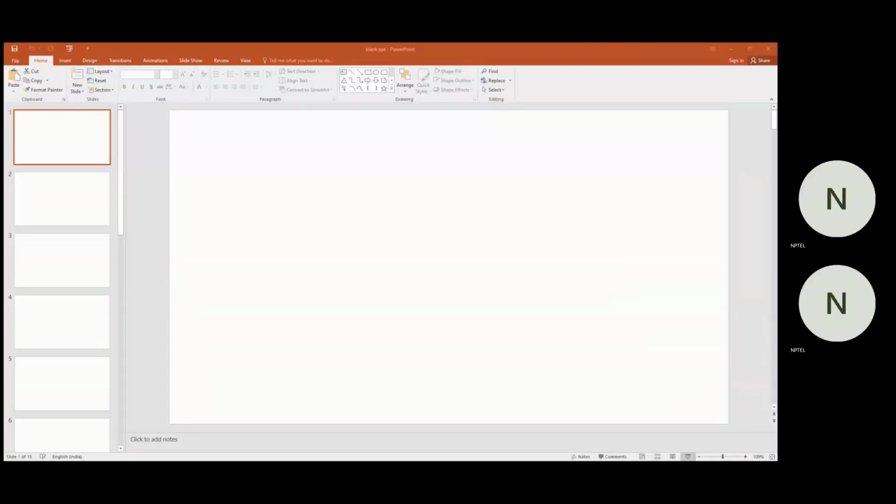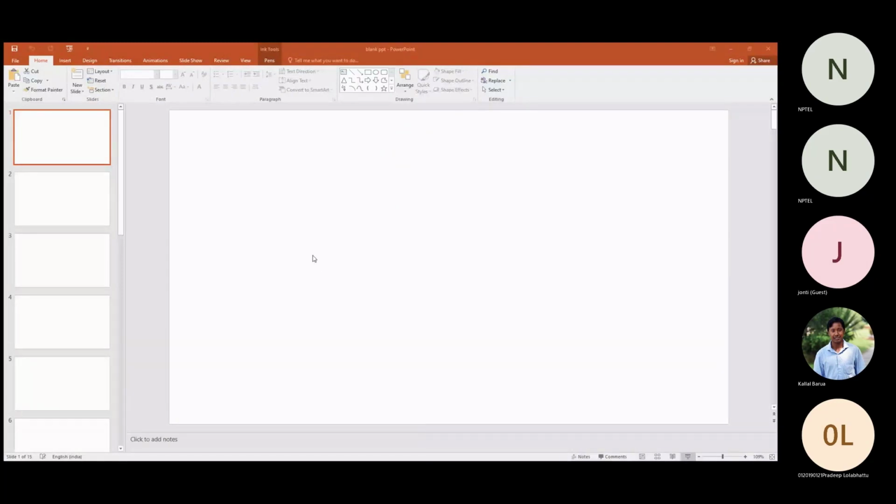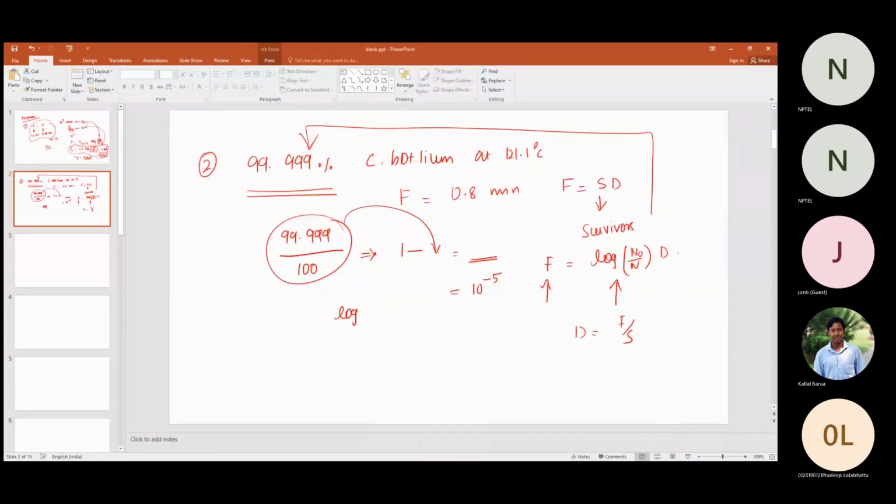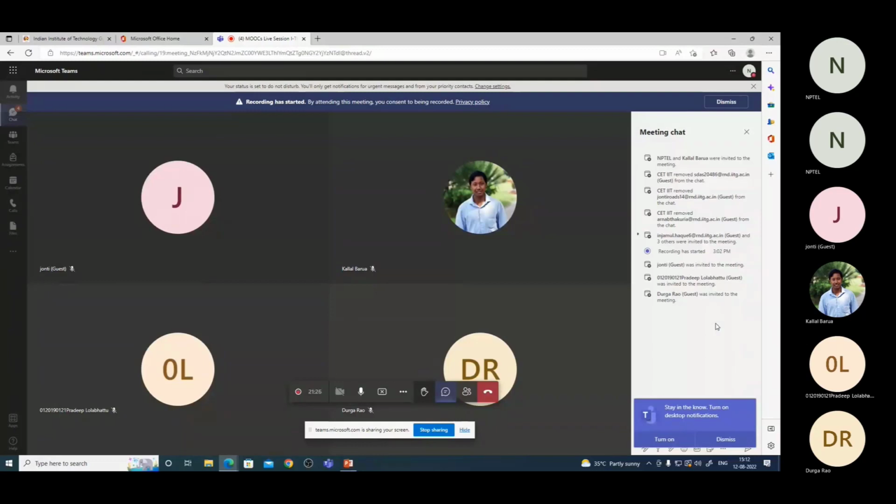Okay, so now we are starting with the questions given in assignment 3. We will go on solving assignment 3 problems. In the first problem, it is given that there are two microorganisms X and Y, and for them the D value is given. For X it is 1.2 minutes, for Y it is 0.48 minutes.